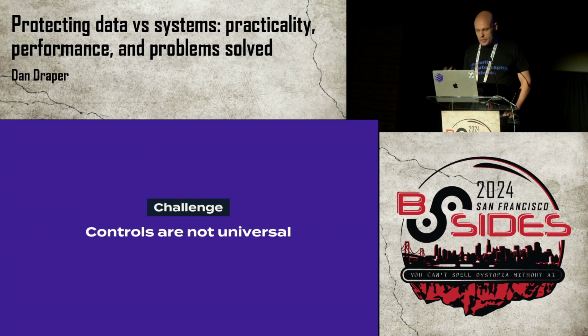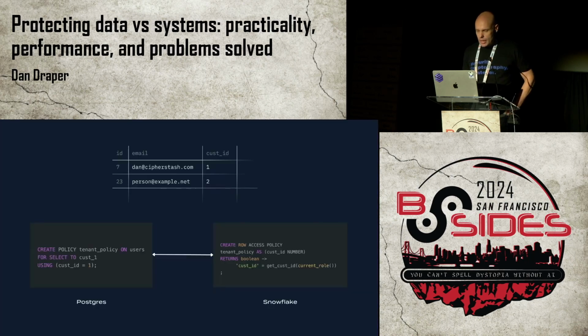A second challenge, as I mentioned previously, is controls are not universal. And that means quite a few different things depending how you interpret it. Number one is that different systems may have different syntaxes, different mechanisms, maybe even different capabilities in terms of how to apply policies or controls to their own data. So, for example, the Postgres syntax is quite different to the Snowflake syntax, even though it has the same effect. So you've got to learn the two different ways of doing it, multiplied by however many systems you've got to protect.